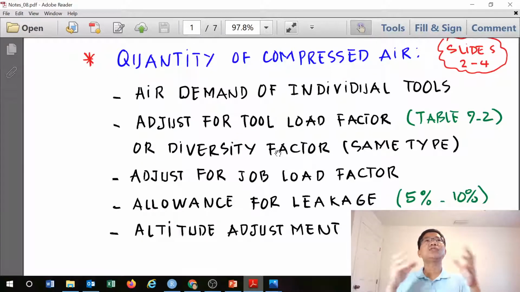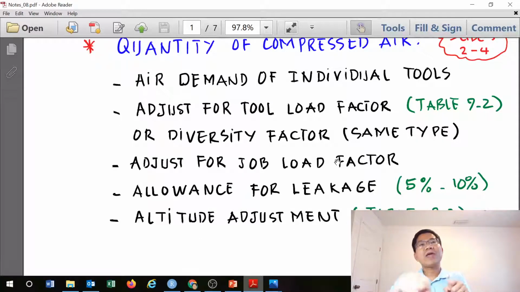And then for the whole site, we have a variety of tools, and most likely not all of them will be used simultaneously, so we adjust for the shop load factor. Basically, the tool load factor and the diversity factor are the same, and apply to one same tool. For example, with 5 drillers or 10 drillers, most likely they will not be used at the same time, so we apply the diversity factor. For the shop load factor, we have drillers, we have shotcrete guns, all of which need the air compressor, and not all of them will be used simultaneously, so we need to adjust for the whole shop load factor, across the time the tools require the air compressor.